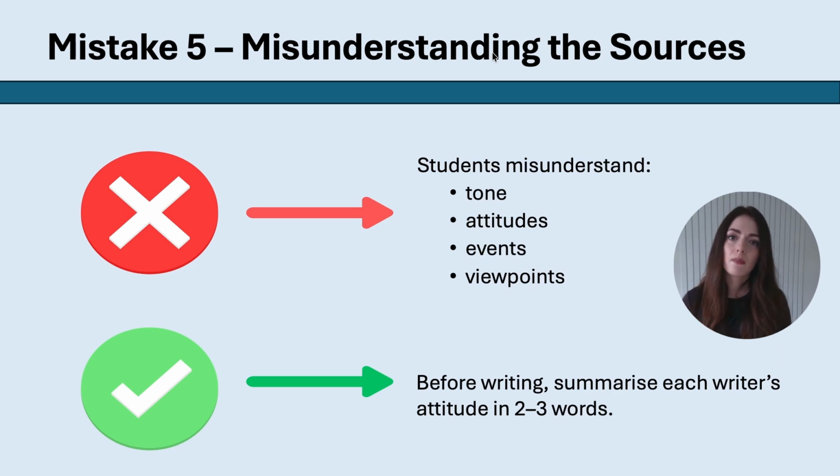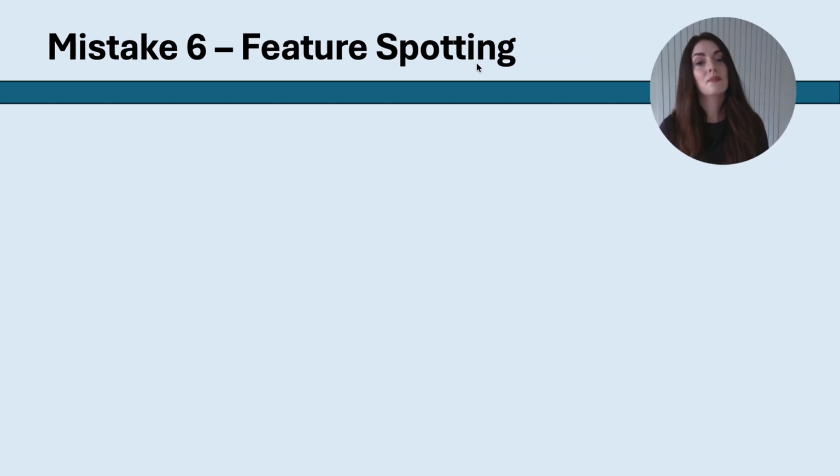That way you can just refer back to that when you are then writing your answer, because it gives you that immediate, clear comparison focus. And it stops you drifting into summary because you're constantly thinking about the attitudes and perspectives instead of what is happening in the texts. Okay, that brings us to mistake number 6.